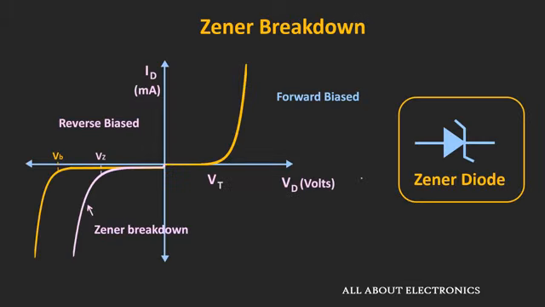But there are some diodes which are meant to be used in this breakdown region, and this diode is known as the Zener diode. But in the Zener diode, the breakdown mechanism is different from the avalanche effect, and this breakdown mechanism is known as the Zener breakdown effect. So now let us understand what exactly happens in this Zener breakdown effect.